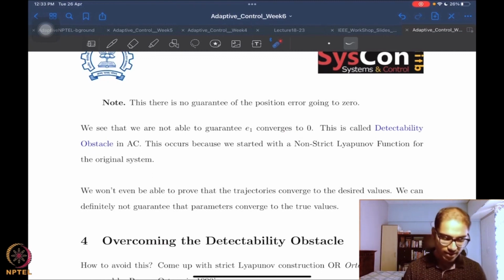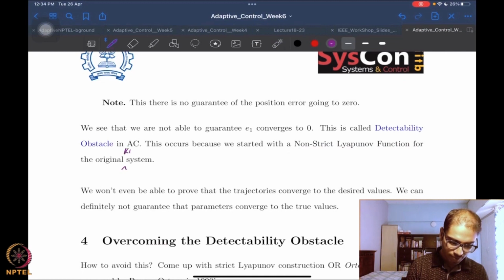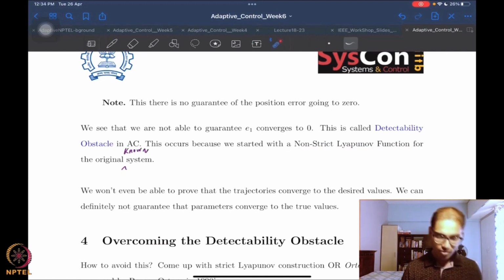And this is what is called the detectability obstacle in adaptive control. This happens because we started with a non-strict Lyapunov function for the original or the known system. If you start with the non-strict Lyapunov function for the known case, then you will end up with a detectability obstacle. What does it mean? It means that you may not be able to prove convergence or tracking of all the states.